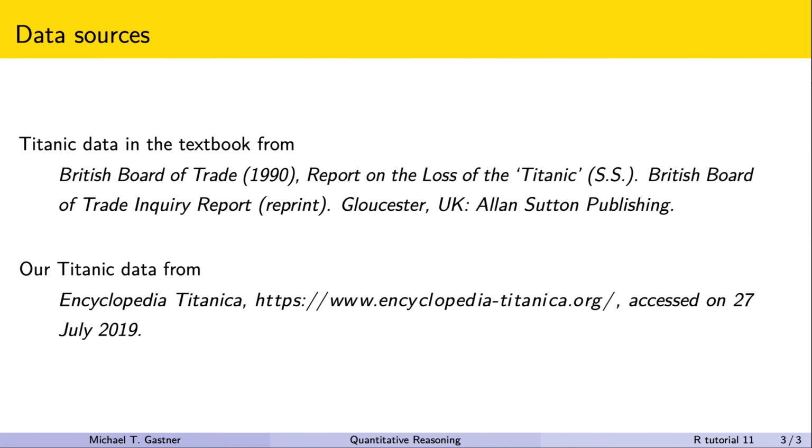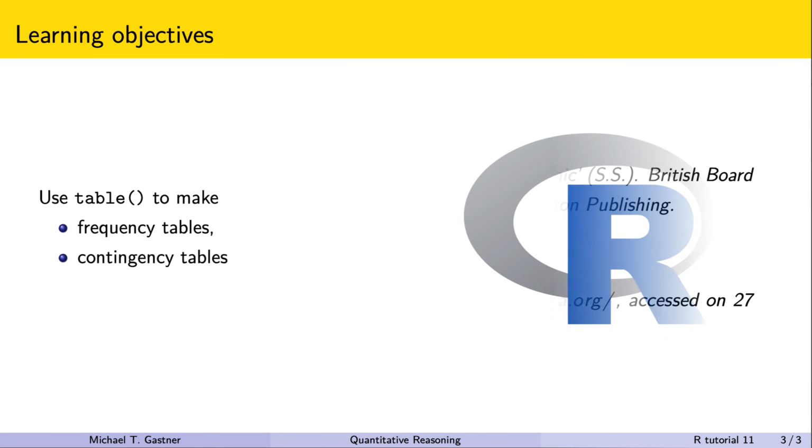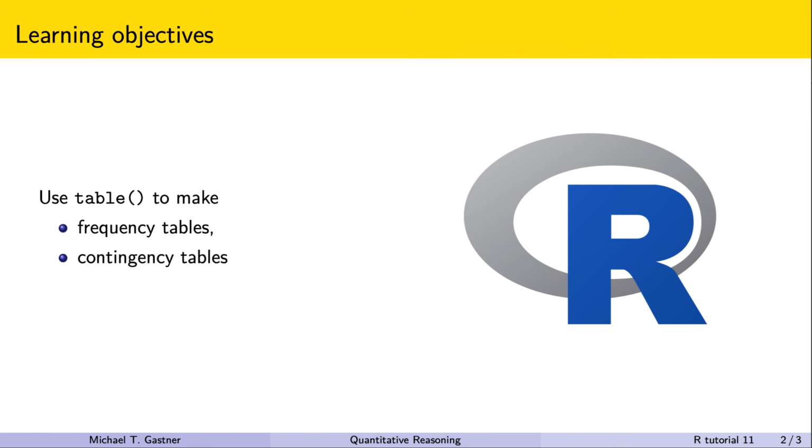The lesson to learn is that we must always clearly state our source so that others can replicate our data analysis. To summarize the main point, we have seen how to create one-way and two-way tables with the table function.